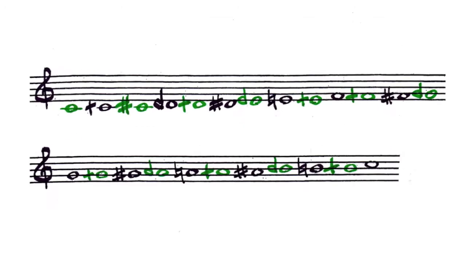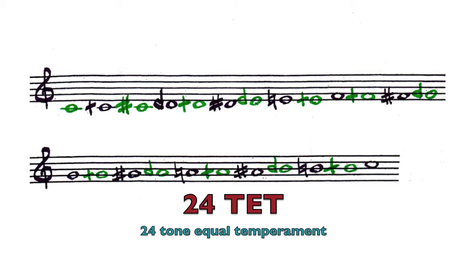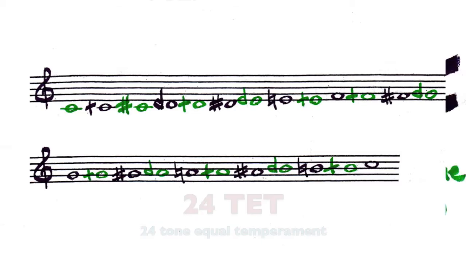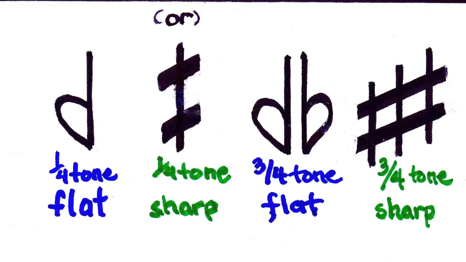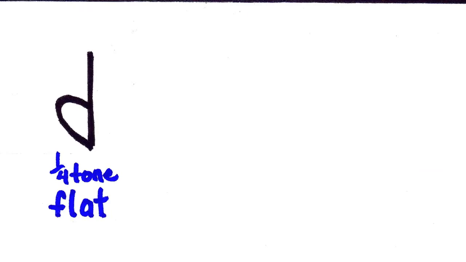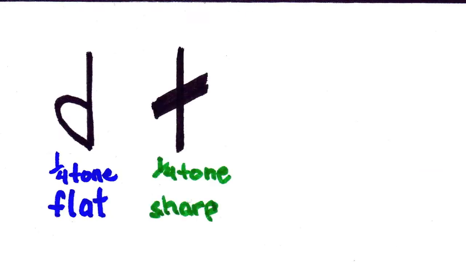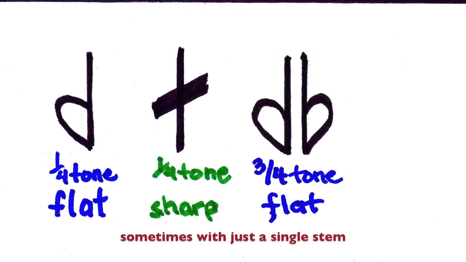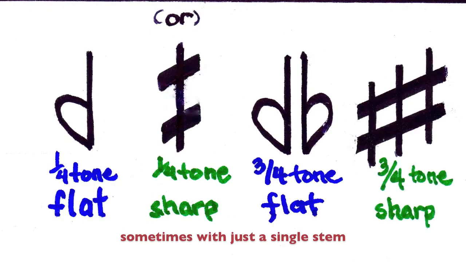Quartertones and quartertone intervals come from the quartertone scale, an equal-tempered scale which divides the octave into 24 instead of 12 equal parts. It also introduces 4 new accidentals: the quartertone flat, the quartertone sharp, 3/4 of a tone flat, and 3/4 of a tone sharp.